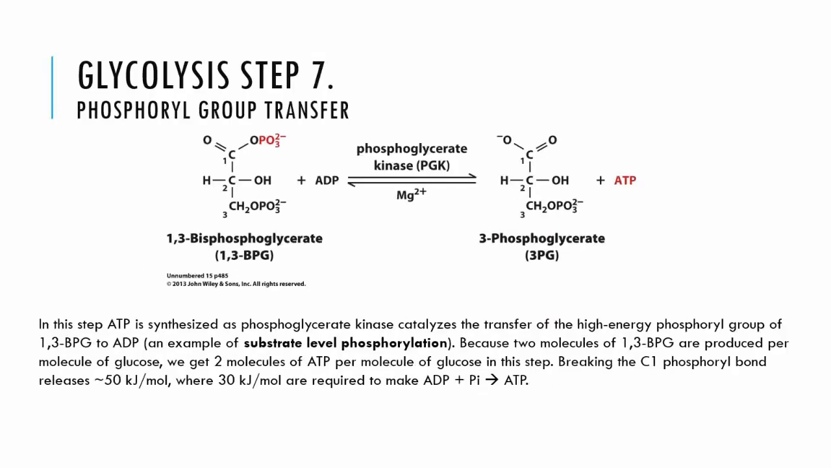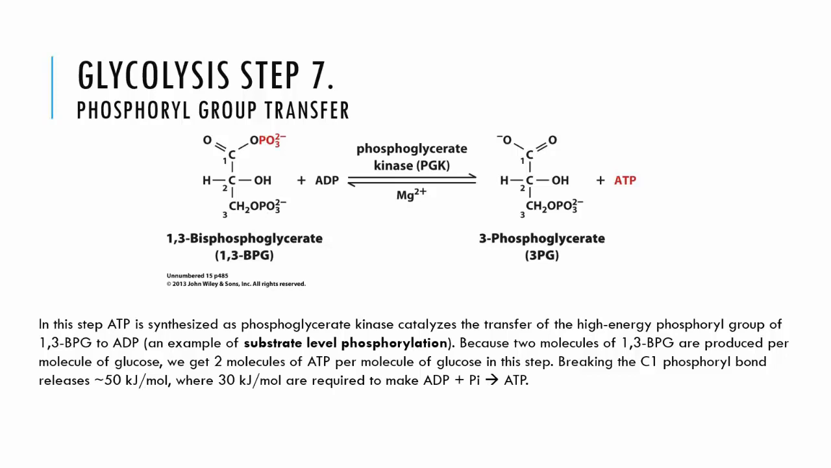In step 7, we transfer a phosphoryl group from BPG to ADP to make 3-phosphoglycerate and ATP. This reaction is governed by the kinase phosphoglycerate kinase, and since it is a kinase, it requires magnesium. This reaction is an example of substrate-level phosphorylation, in which ATP is produced through phosphate transfer utilizing a kinase instead of through oxidation reduction reactions that occur in the electron transport chain, which we will study later on in this term.